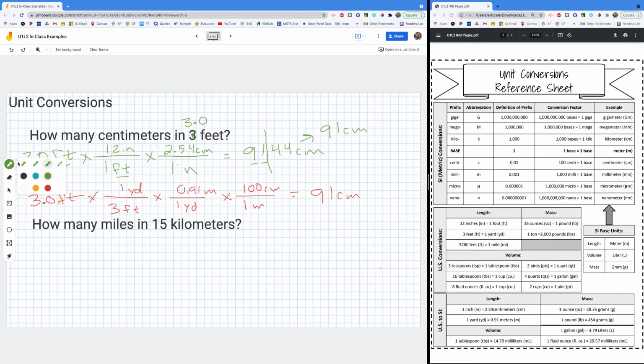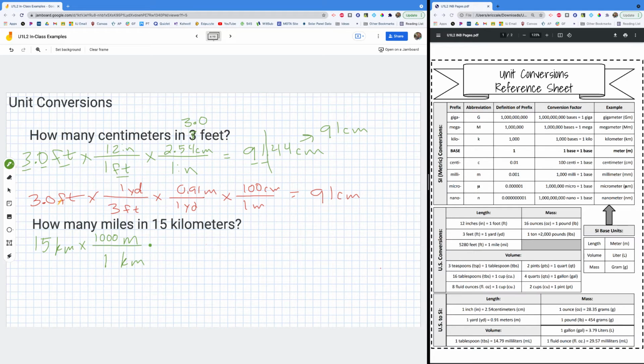Next, we'll do miles to kilometers, or vice versa, kilometers to miles. 15 kilometers equals how many miles? One big trick you'll see, if you see the giga, mega, kilo, centi, milli, micro, nano, any of those, the only thing you can do with that is convert it to the base. So I'm going to go ahead and put kilometers down here. The base unit for kilometers would be meters. So find over here, 1 kilo is 1,000 bases. So 1 kilometer is 1,000 meters.